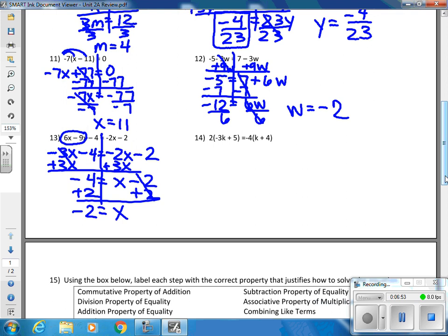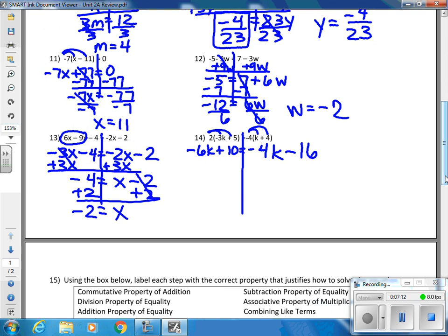For number 14, you see that there is distributing, and it's happening on both sides. So let's go ahead and do that first. 2 times negative 3k is negative 6k. 2 times 5 is a positive 10. Equals, go to the other side. Negative 4 times k is negative 4k. And negative 4 times positive 4 is negative 16.